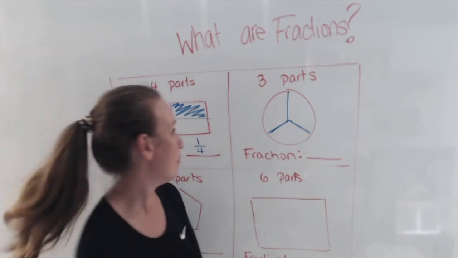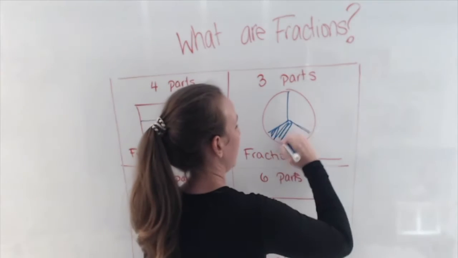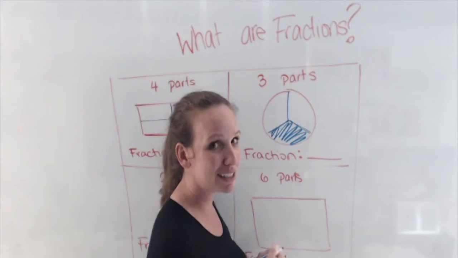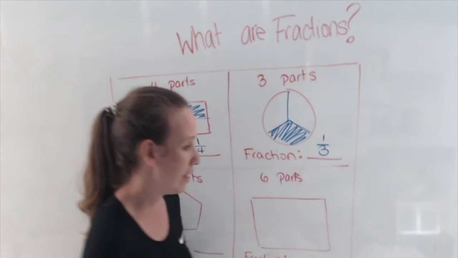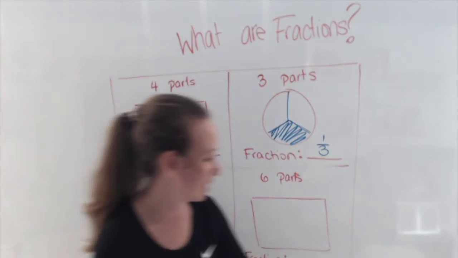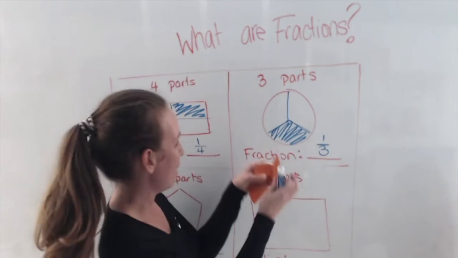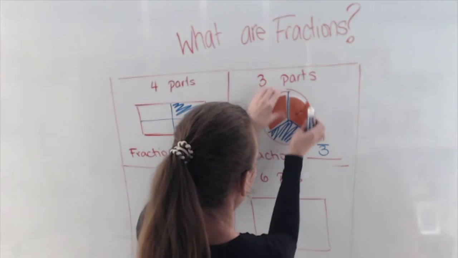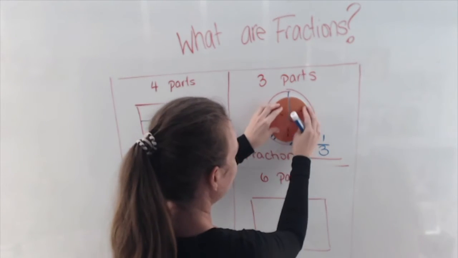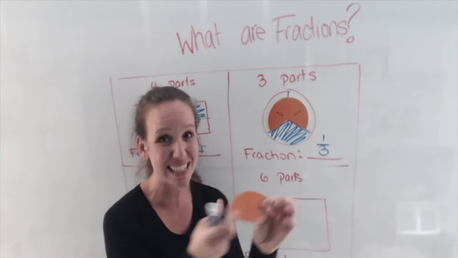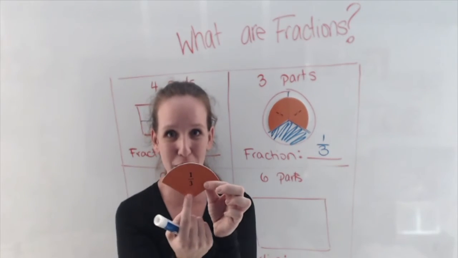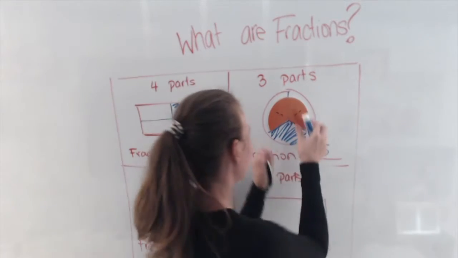So, how much is 1 piece? If I broke it into 3 equal parts, it's 1/3. So let's take a look here. I have a circle broken into 3 equal parts. And if I take 1 piece of it, it is 1/3. Let's do another one.